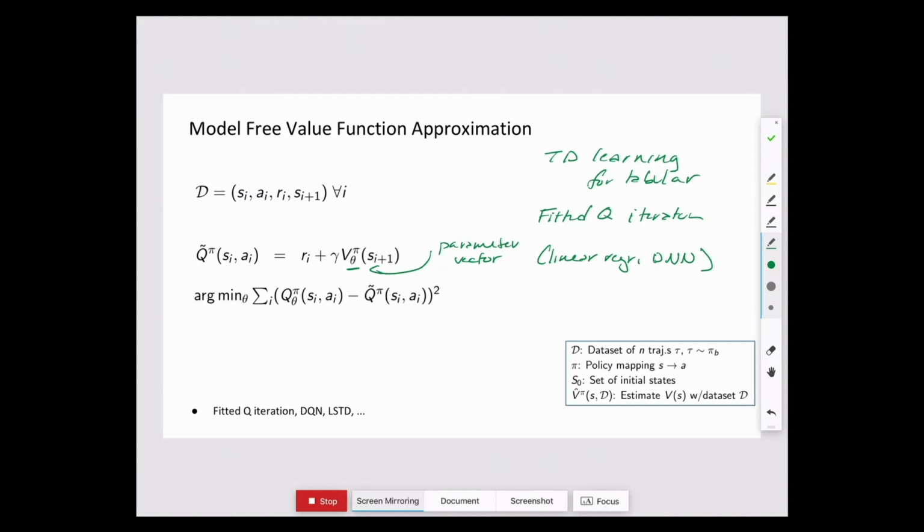And then in this case, we have a particular policy that we're using for the backup. So we're not taking a max. We're just using the action that we would take under our policy. And then we try to fit a function that minimizes this.